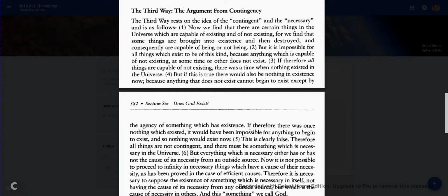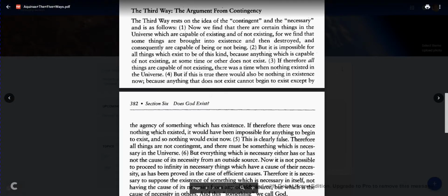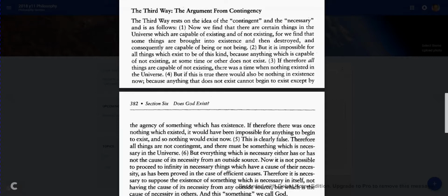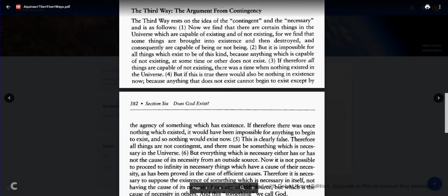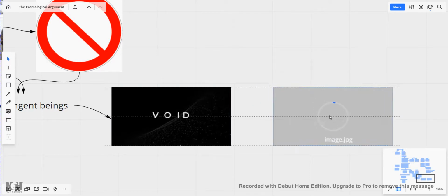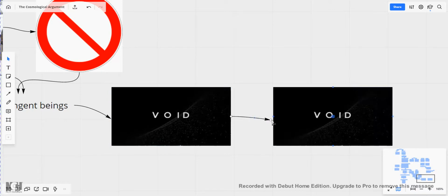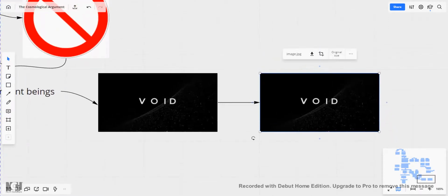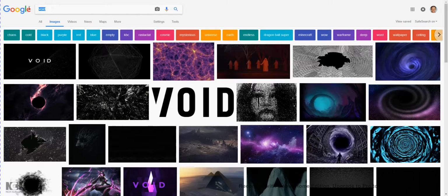Right? If therefore there was one nothing which existed, it would have been impossible for anything to begin to exist, so nothing would exist now. So we'd have a double void, right? If there was a nothing at the start, and everything that existed was contingent, so it was reliant upon the circumstances that created it, then we'd have a nothing now. We'd have another void, but we don't. We actually have the world. It exists. So let's put that here. We have the Earth. We exist.